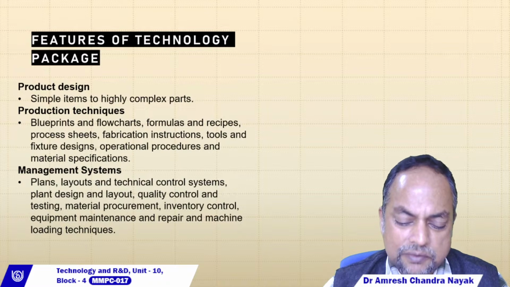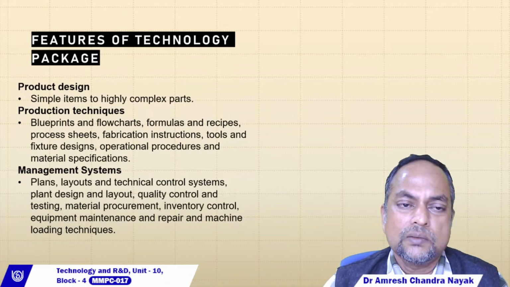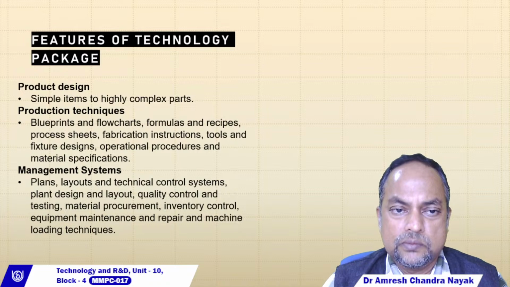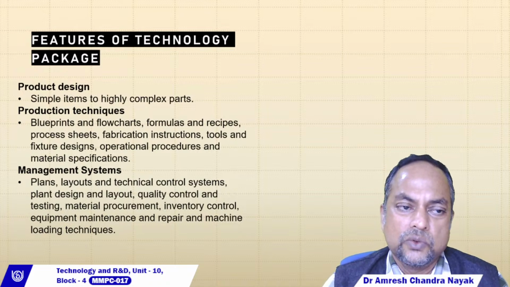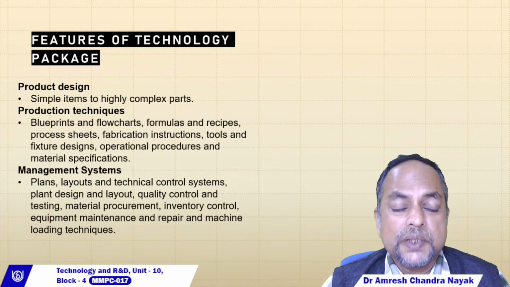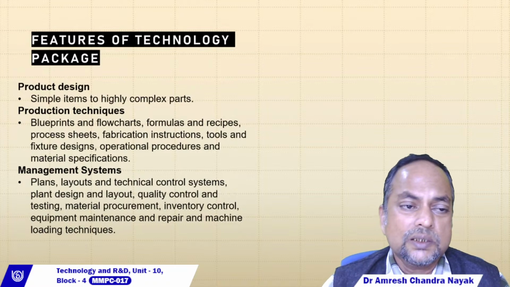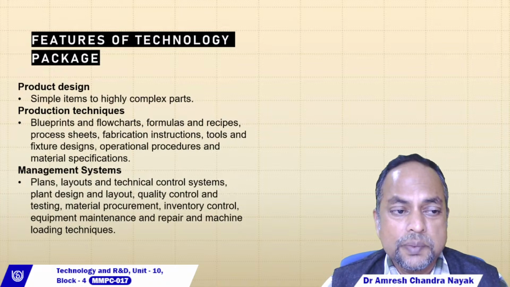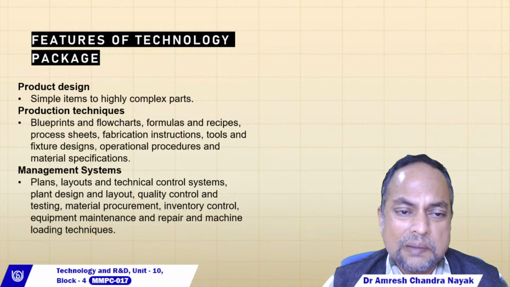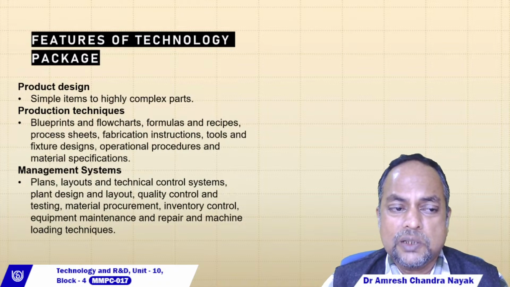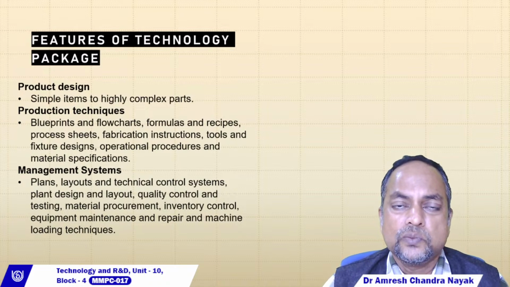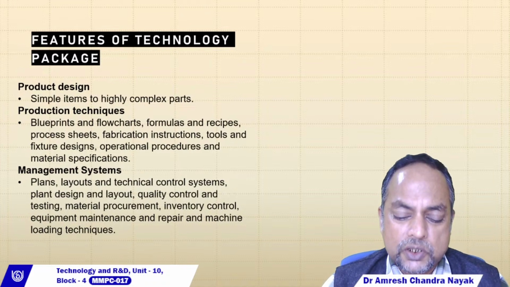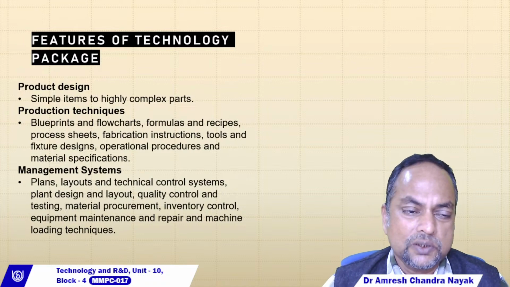Technology plays a very significant role over here, and we are talking of the automotive parts, those kind of things. Similarly, production technologies or production techniques include the blueprints, the flowcharts, the formulas, the recipes, right? The processes, fabrication, instructions, the tools, the fixture designs, operational procedures, material specifications. All of those things will be covered under these production aspects, automotive aspects, right?